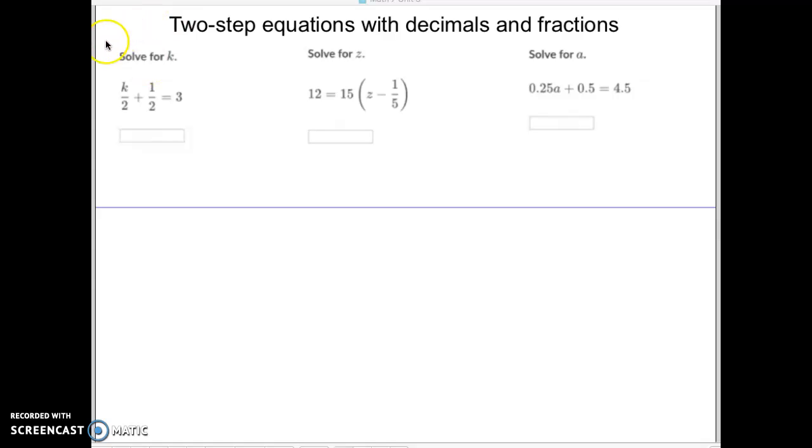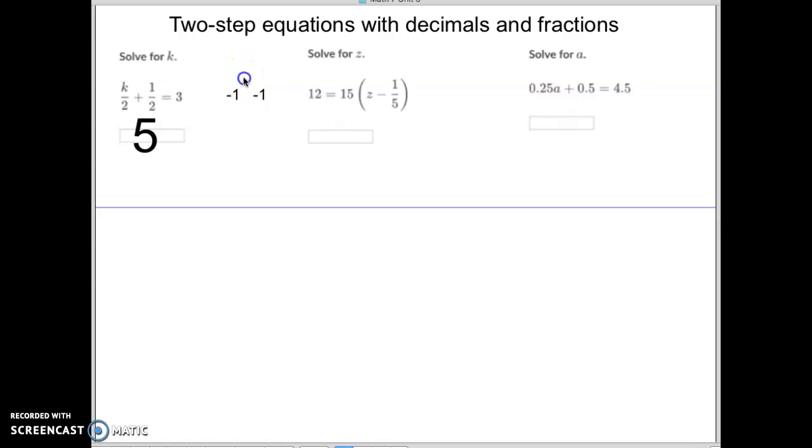So, first problem right here. Dealing with this problem, you're going to notice we've got two fractions. I don't like fractions, so I'm going to multiply everything through by 2. I'm going to multiply this by 2, so the 2's will cancel. I'll multiply this by 2, so the 2's will cancel. And I'm going to multiply that by 2 as well. So everything gets multiplied by 2. Oopsie, I gave you the answer.